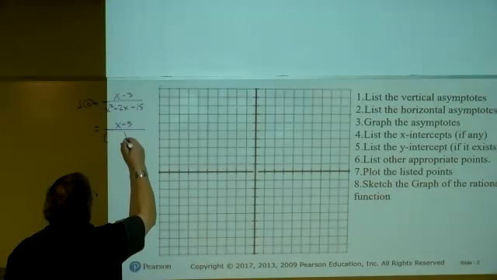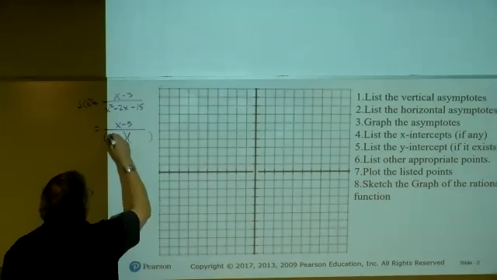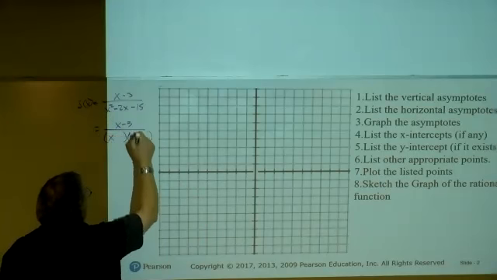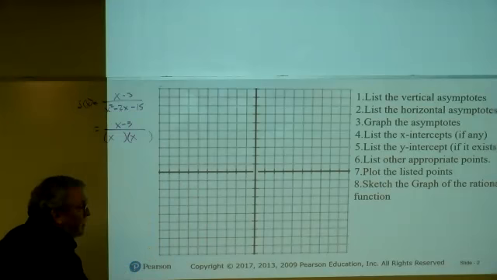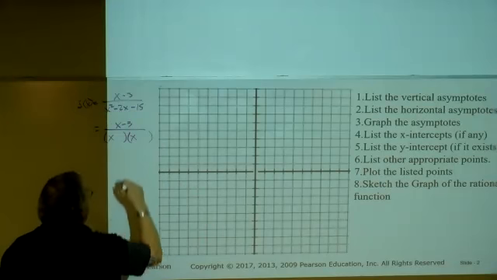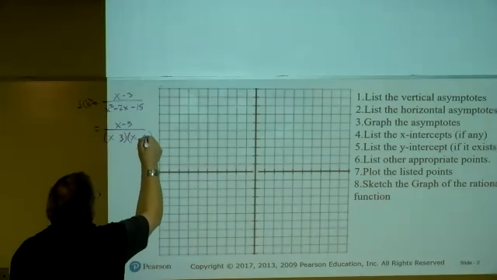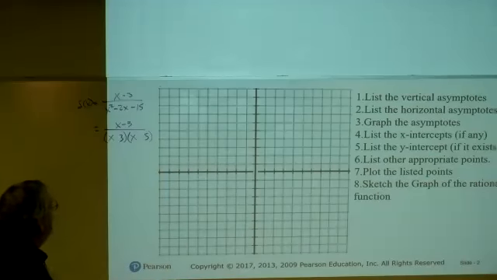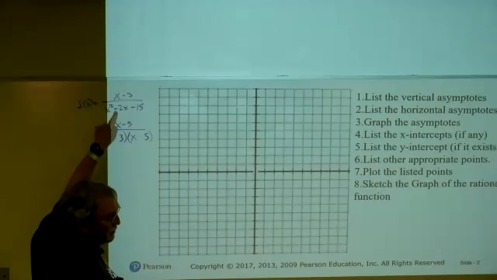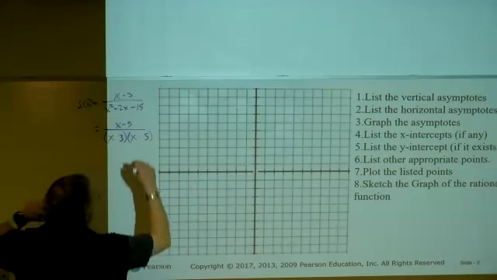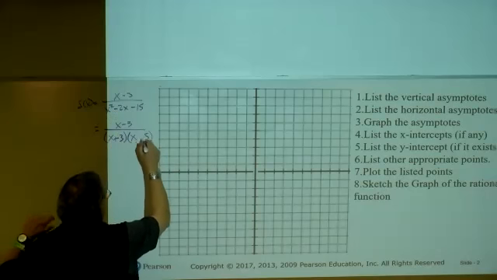The leading coefficient is 1, so it's going to be an x and an x. And so the factors of 15 that subtract to 2. Well, that's 3 and 5. 3 times 5 is 15, and 5 minus 3 is 2. But I need to get a negative 2, so it's going to be x plus 3 times x minus 5.